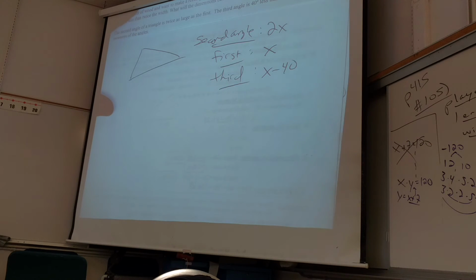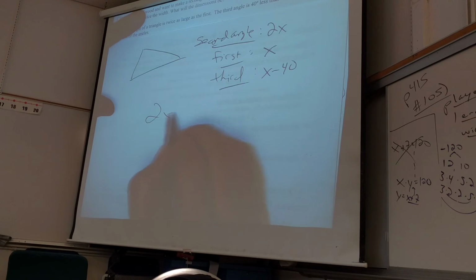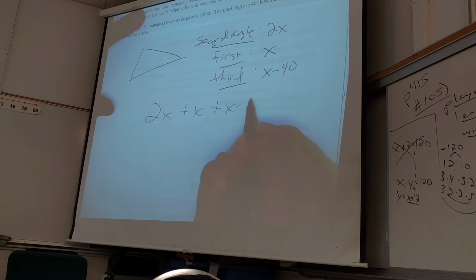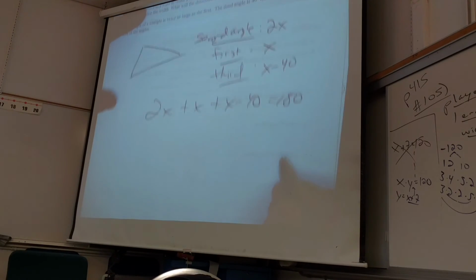And then what are all these angles supposed to do? Here's the part of geometry you got to remember. Add to 180. Add to 180. Every triangle in the geometry system that we use has to add up to 180 degrees total with their angles. So it'll be this angle plus that angle plus that angle makes 180.